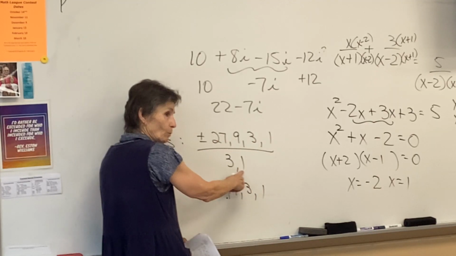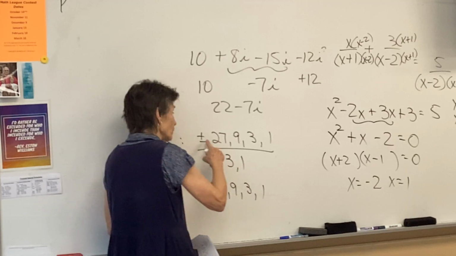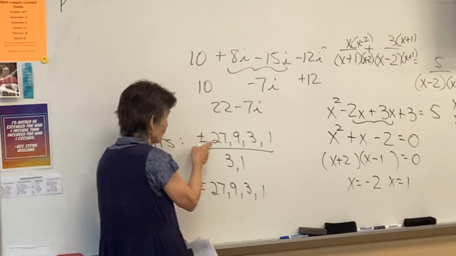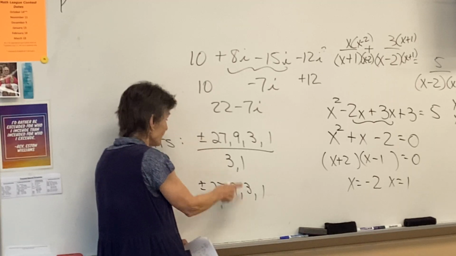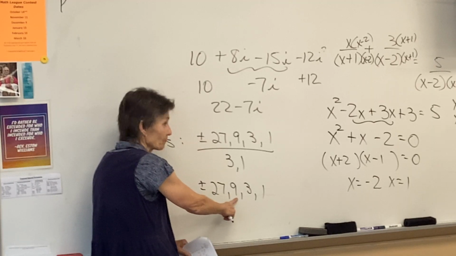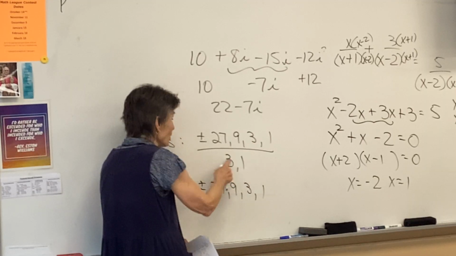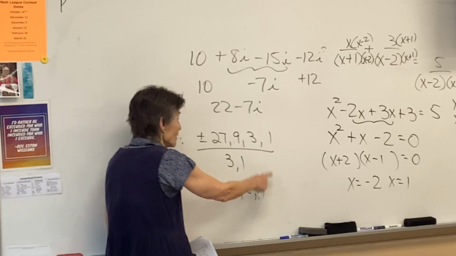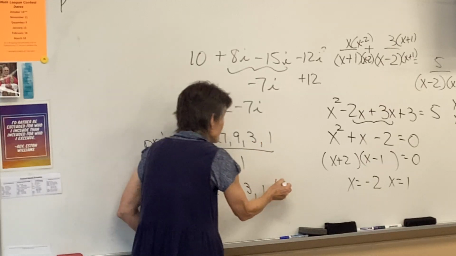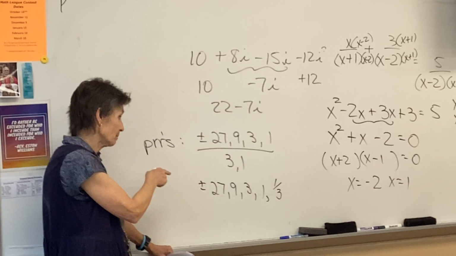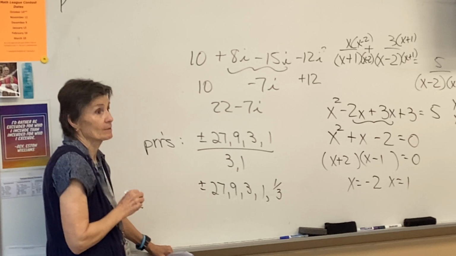All of those over 1. And then it would be all of those over 3, but you already listed some of those. For example, 27 over 3 is already in our list. 9 over 3 is in our list. 3 over 3 is in our list. The only new one is 1 over 3. So there is the complete list of PRRs.